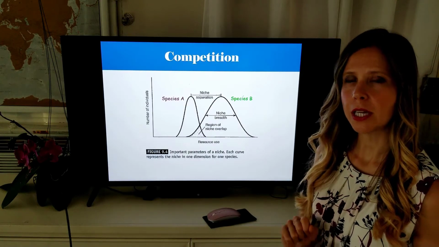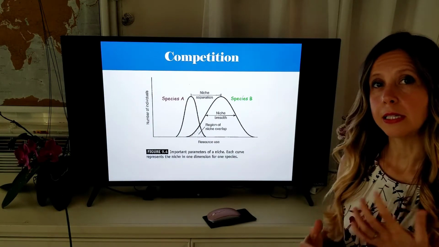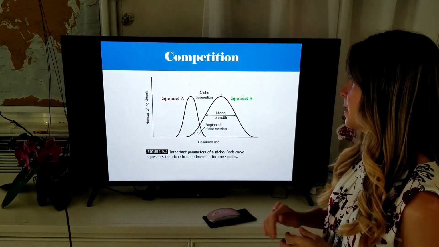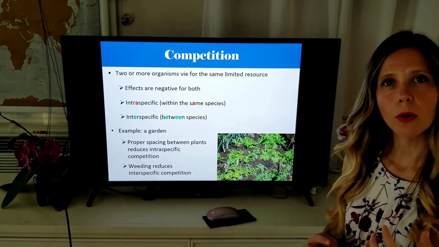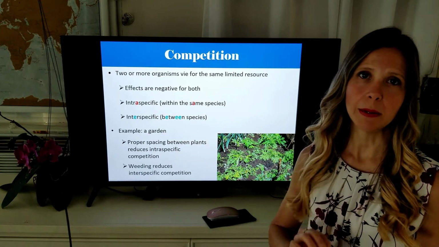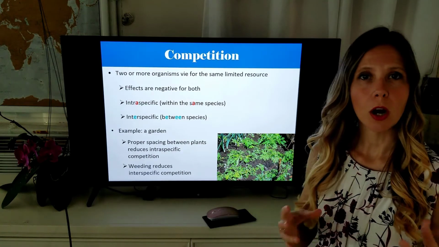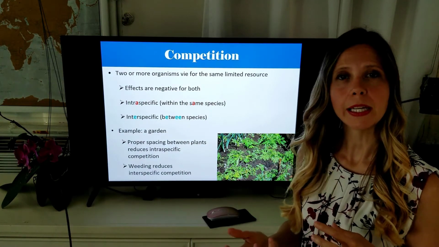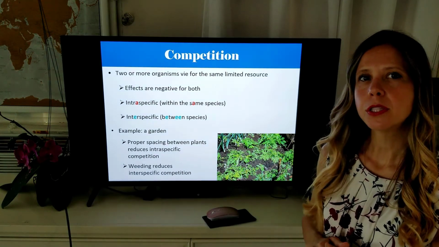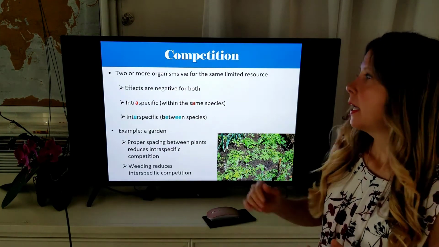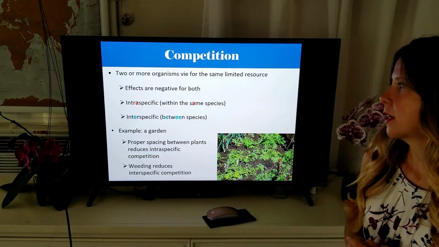However, competition is going to come about when they're trying to share a resource and that resource is limited in some way within that environment. So competition is therefore defined as an interaction where we have two or more organisms that are trying to use the same limited resource within their environment. And because both organisms are using resources that the other one needs, both species are going to be impacted in a negative way. And we have two types of competition that we find: intraspecific competition and interspecific competition.